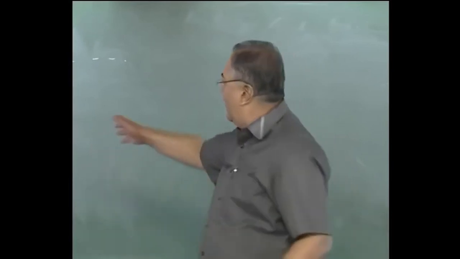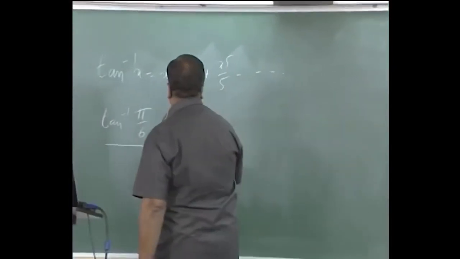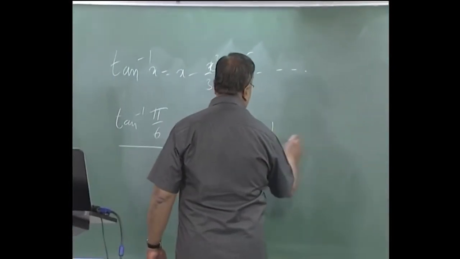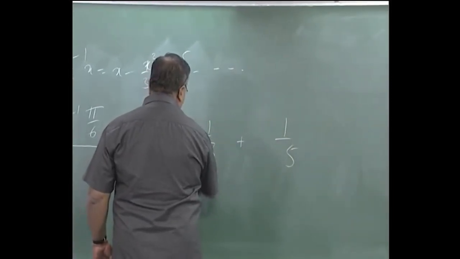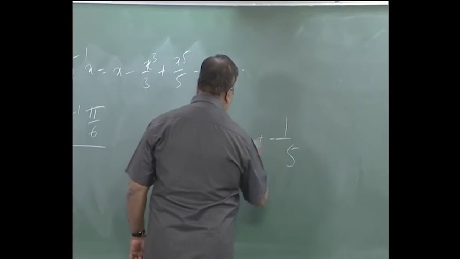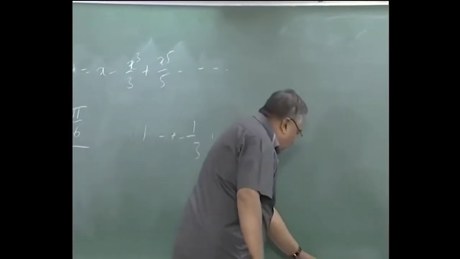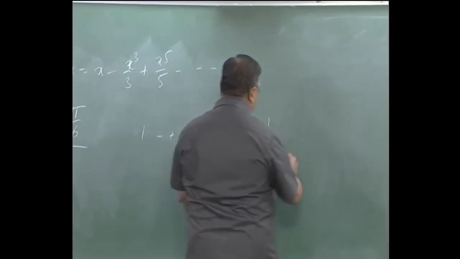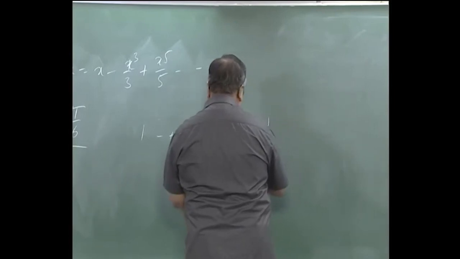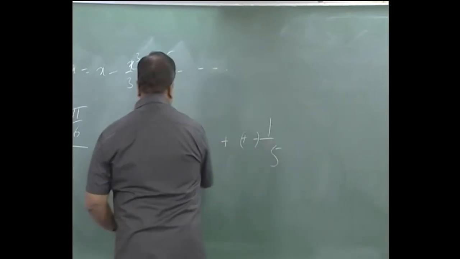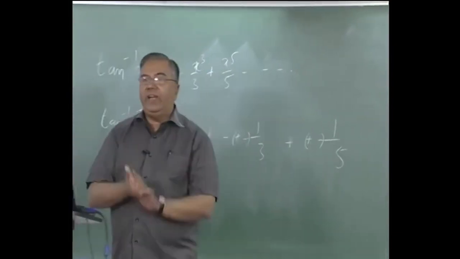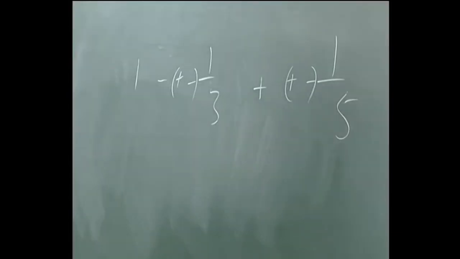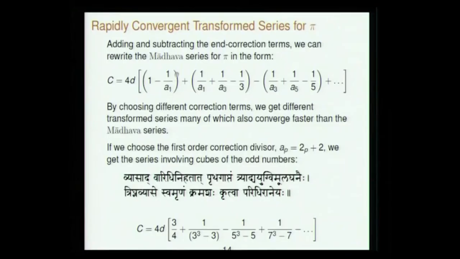So, it is like writing an infinite series. So you have 1 minus 1 third plus 1 fifth. All that you do is put something here, which will all cancel out, and regroup the terms. Put a few things here, which will all cancel out, and regroup the terms. You will get a different series.